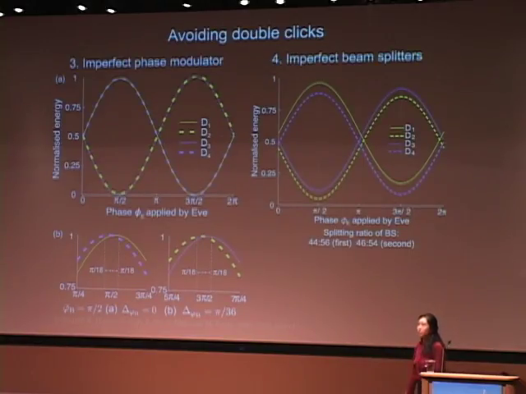Similarly, another imperfection we already know is the splitting ratio of beam splitters. In the ideal case, the splitting ratio is perfectly 50-50, but we already see we always have some imperfection. The splitting ratio is not always 50-50. So we also simulate this imperfection case, and then we also get distinguishable energy levels between 2 detectors. In this way, double clicks are also removed.